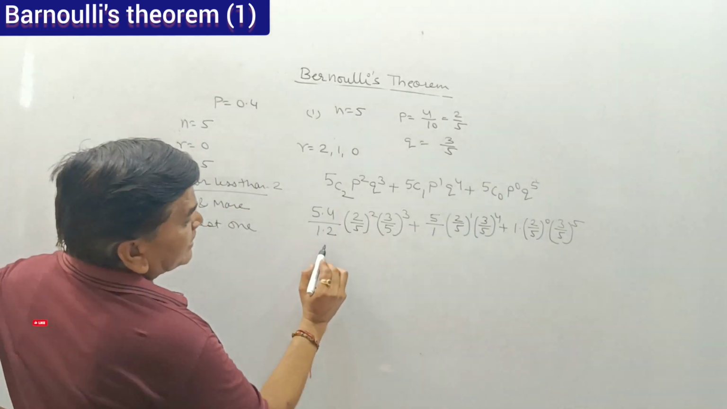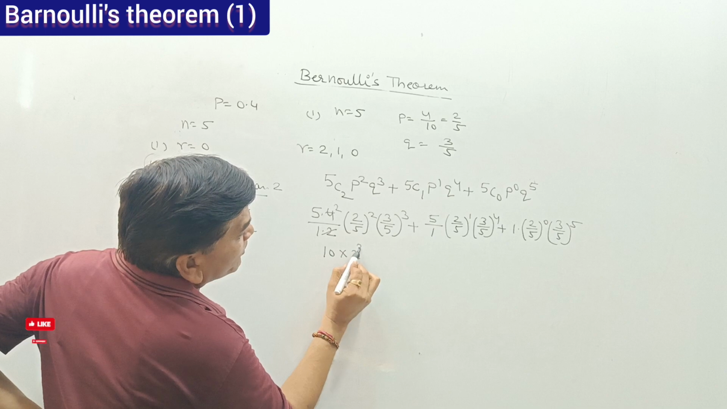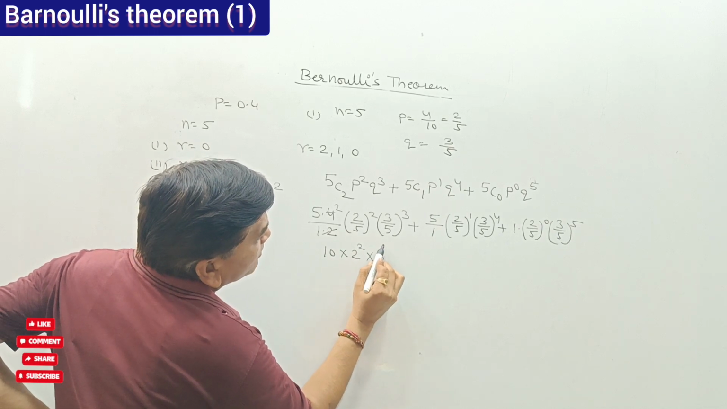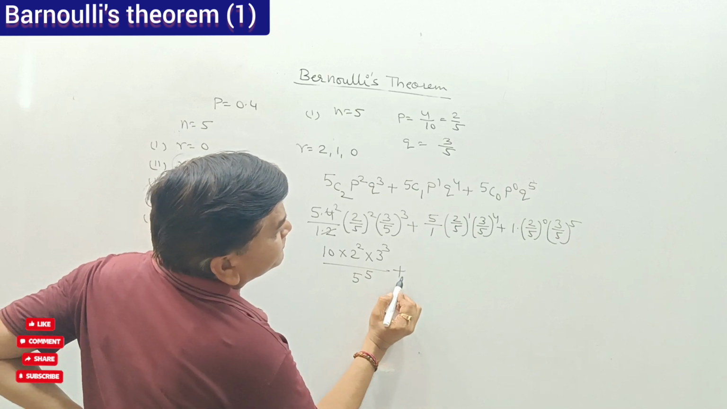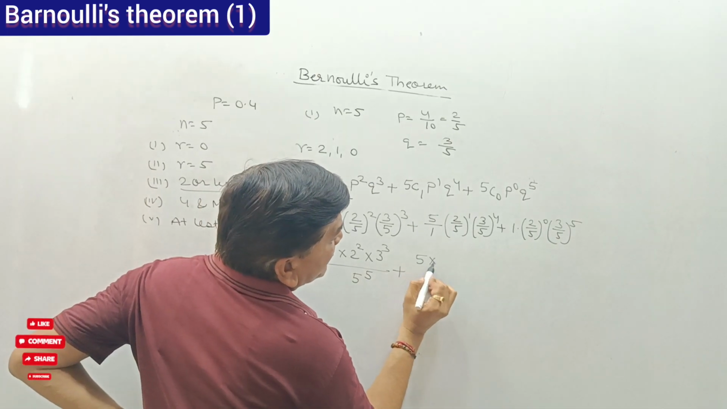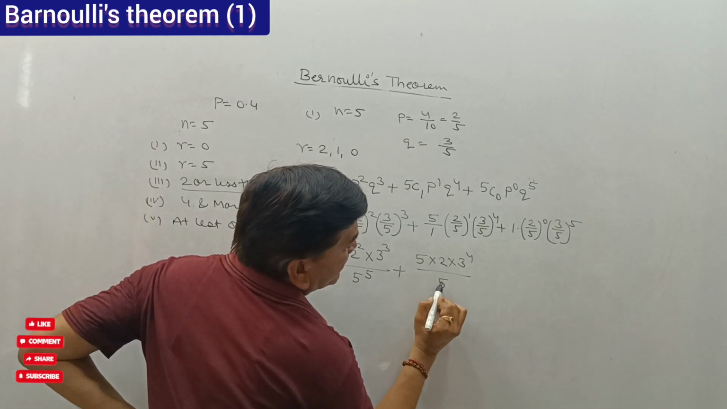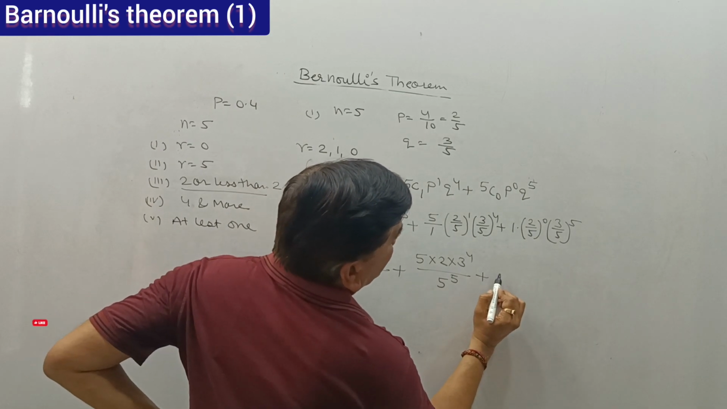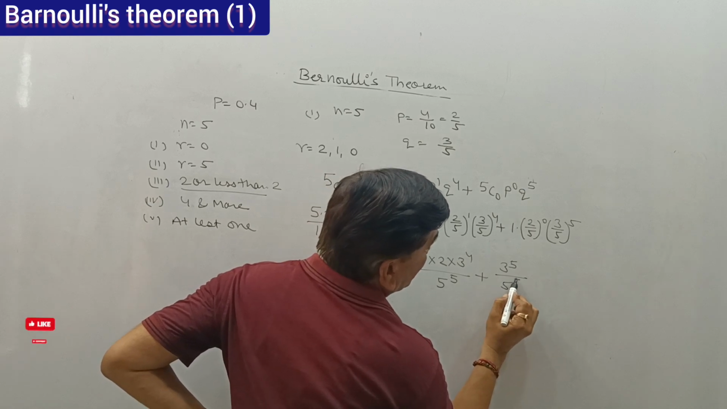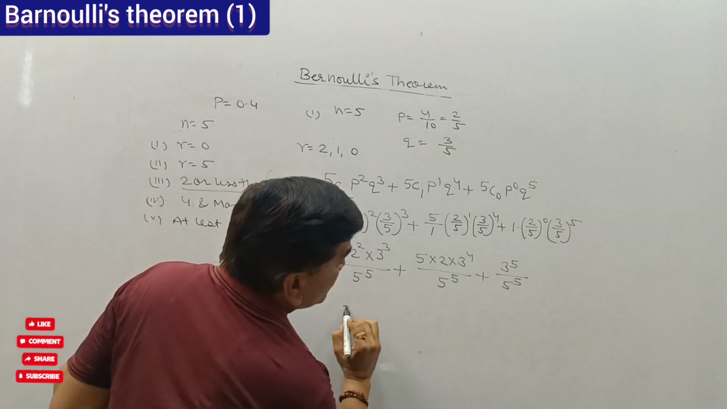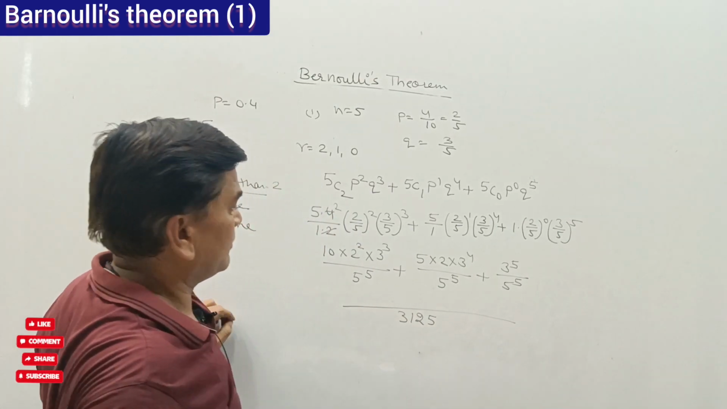So this is 10 multiply 2 raised to power 2 multiply 3 raised to power 3 divided by 5 raised to power 5, plus 5 multiply 2 multiply 3 raised to power 4 divided by 5 raised to power 5, plus 3 raised to power 5 upon 5 raised to power 5. So this is 3125.